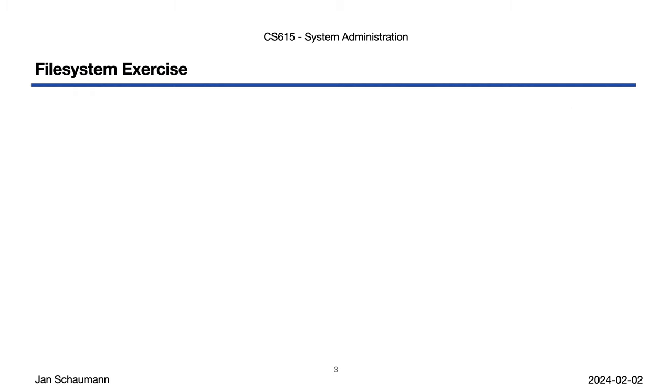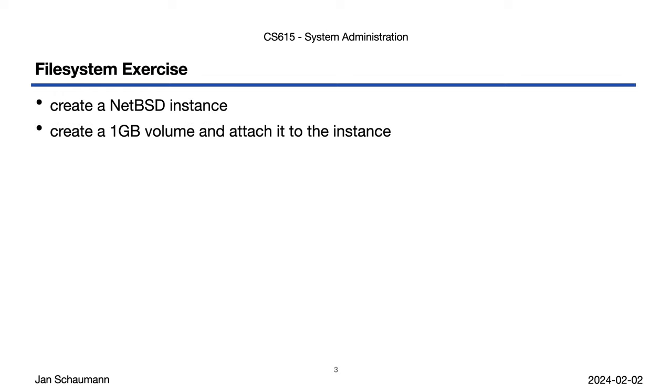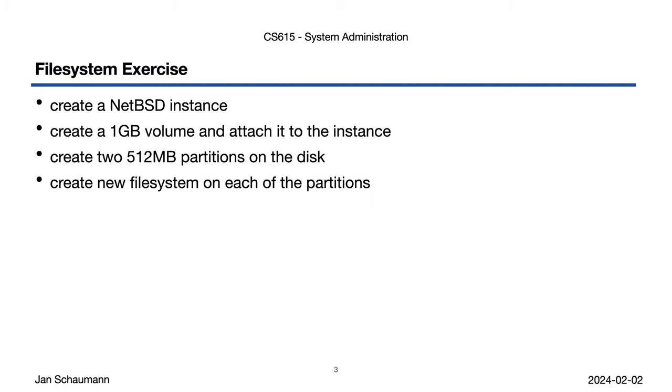So here's what we'll do to give this a try. We'll spin up a NetBSD instance, create a new volume and attach it to the instance, then we'll partition that disk such that we have two 512 MB partitions. We create a file system on them, and mount them, and create a file or two on the file system so that we can verify that the operations we are performing are non-destructive.